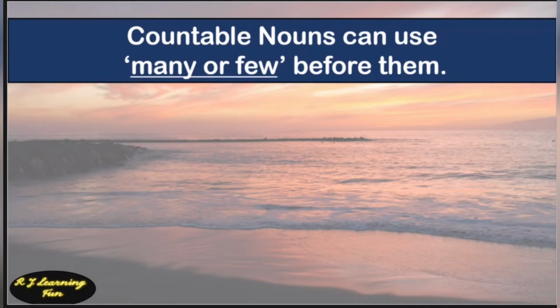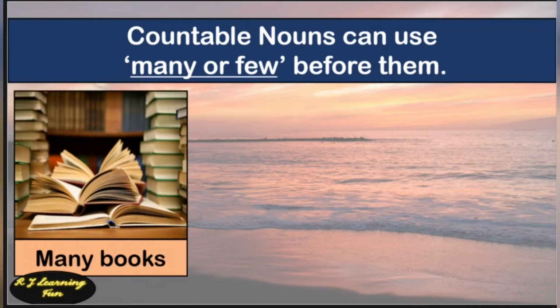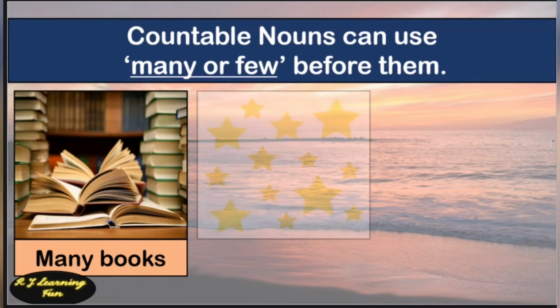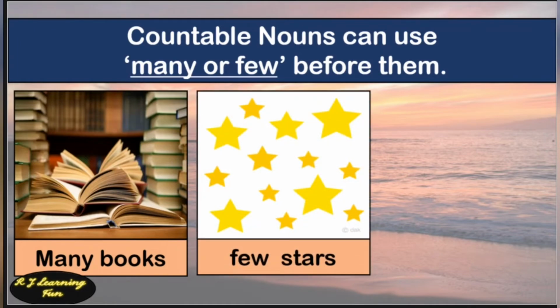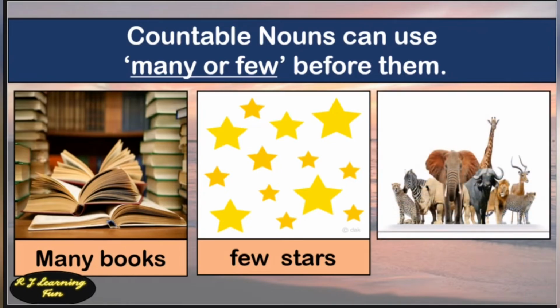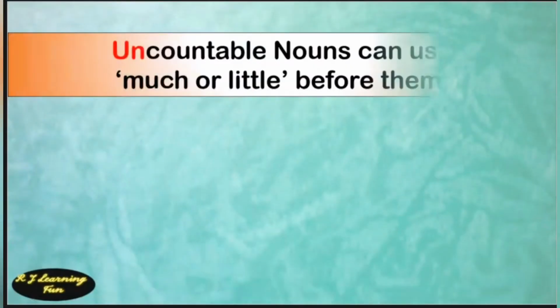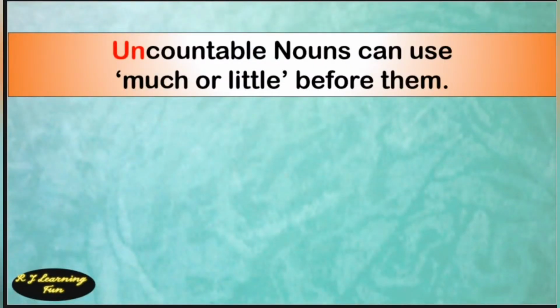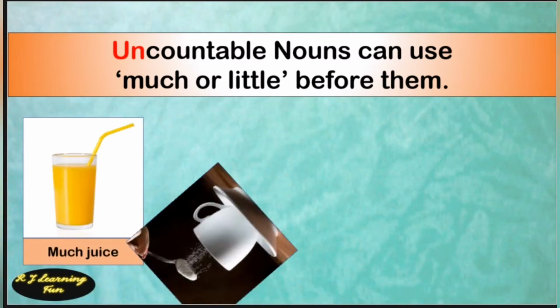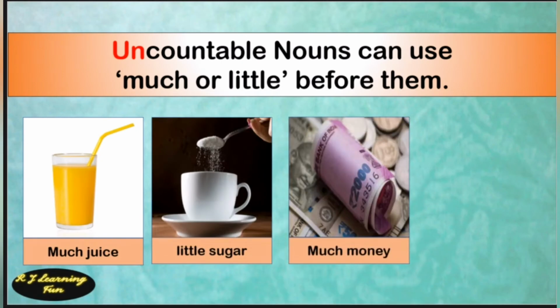Countable nouns can use many or few before them. An easy checkpoint to see whether a noun is countable or uncountable is by using some determiners like many or few before them. For example, many books. There are many books in the library. Why are there only few stars in the sky? How many animals are there in this zoo? But uncountable nouns can use much or little before them, like much juice, little sugar, much money, a little cheese.